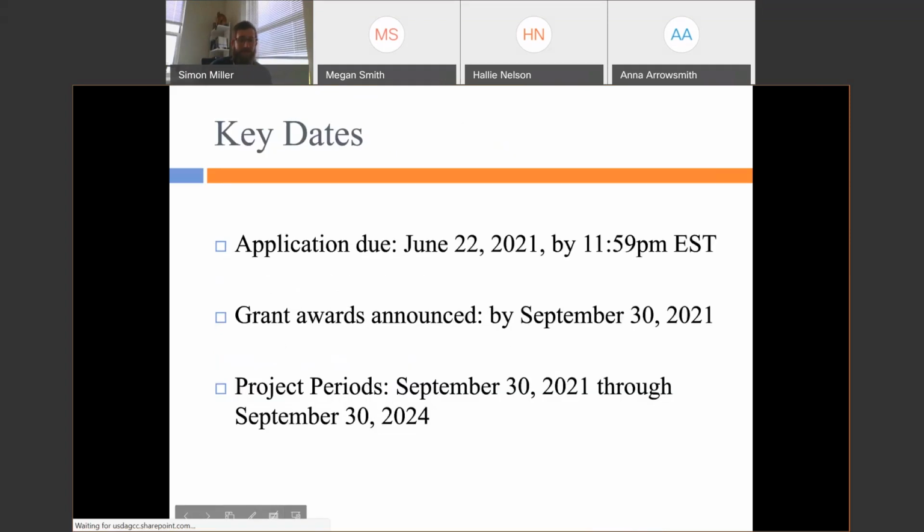So, some key SNAP dates, key dates for the grant. Completed grant proposals along with all necessary forms must be uploaded onto grants.gov by June 22nd at 11:59 p.m. FNS will announce the recipients of this year's grants no later than September 30th, 2021. And the proposed project period of the award is 3 years, beginning at award through September of 2024.